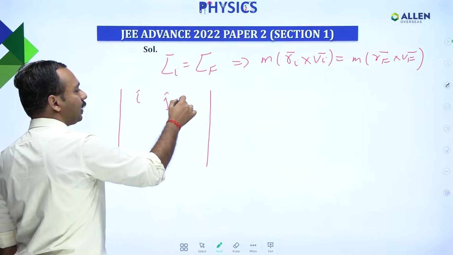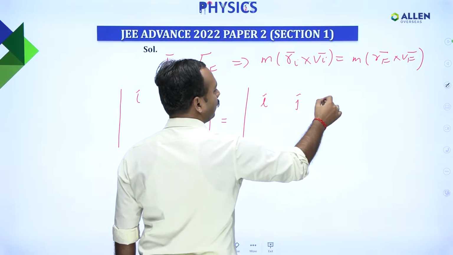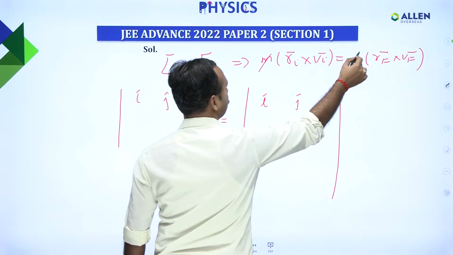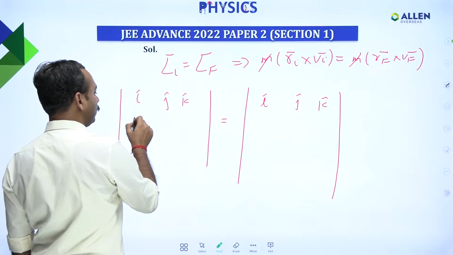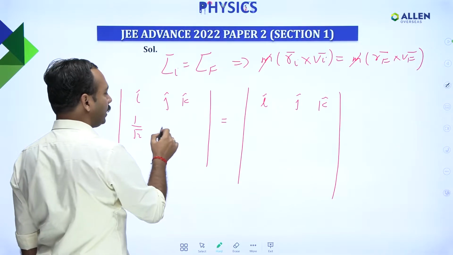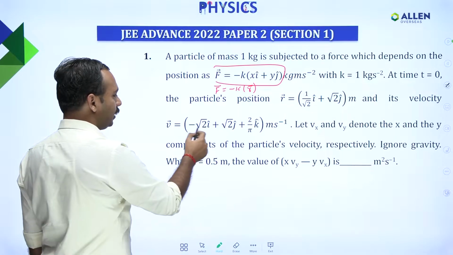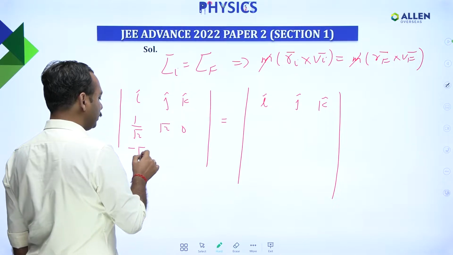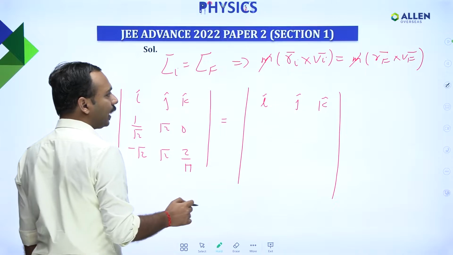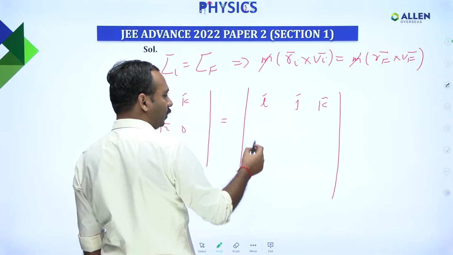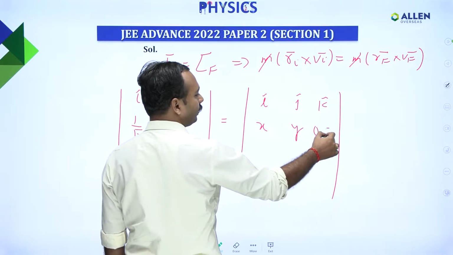The determinant with i cap, j cap, k cap would be equal to the determinant with i cap, j cap, k cap of final. And yes, mass and mass are definitely cancelled. Initial position they have given us is 1 by root 2, 1 by root 2, and 0. Great sir. What is the initial velocity? The initial velocity is minus root 2, minus root 2, and 2 by pi. The final position I do not know, so let it be x, y, and the final position of z they have given us is 0.5.